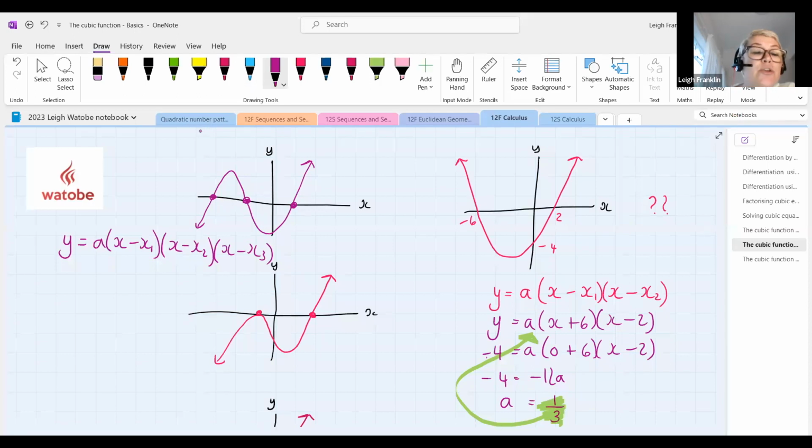And what we would need to do is go and sub in these x-intercepts, use another point, work out the value of a, and that would give us our equation. Okay, is everybody happy with that? Does that make sense to everyone? Any questions?